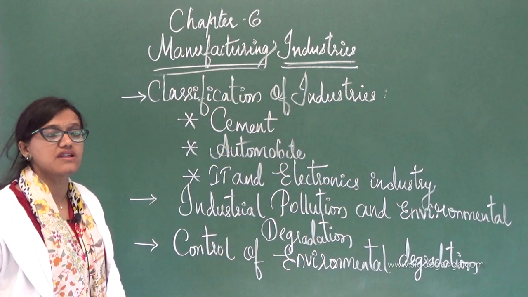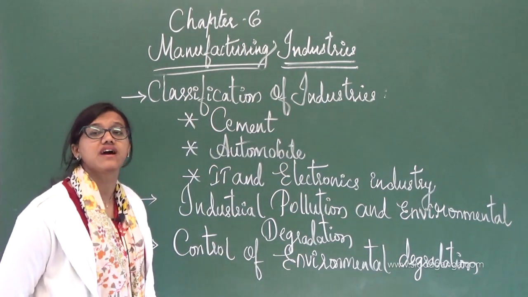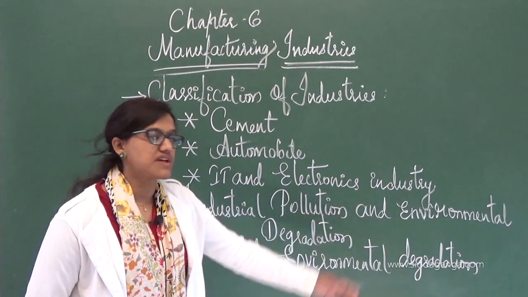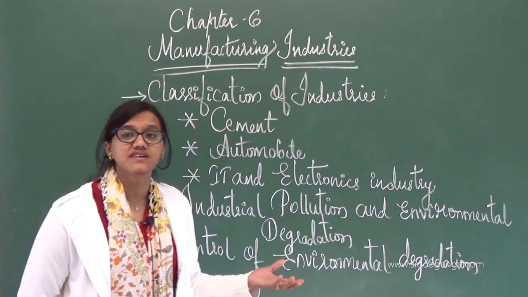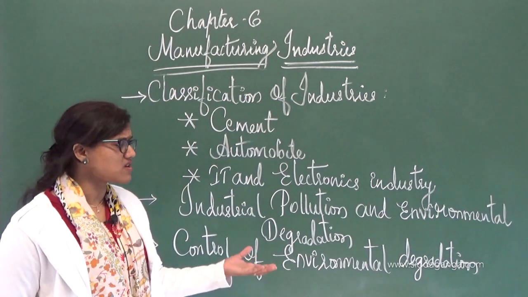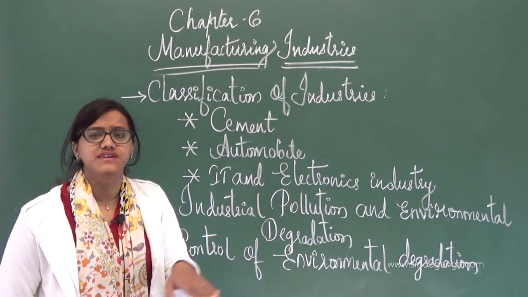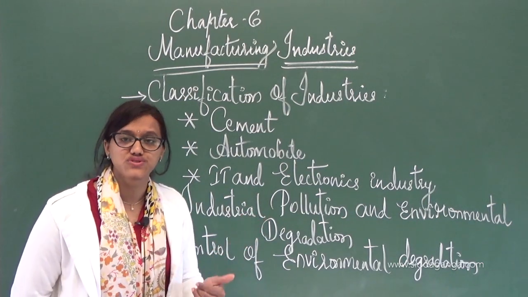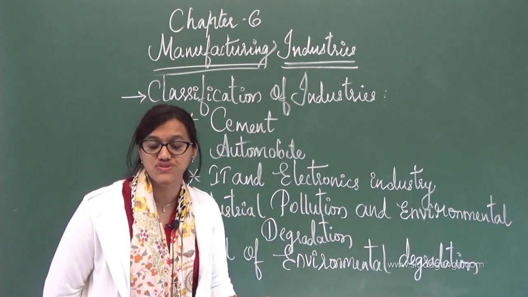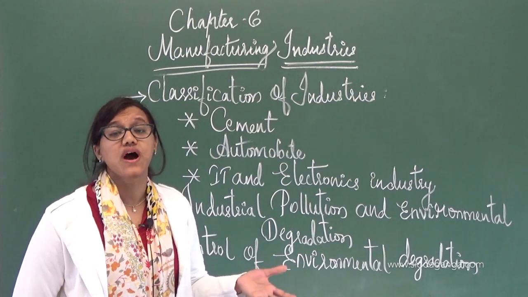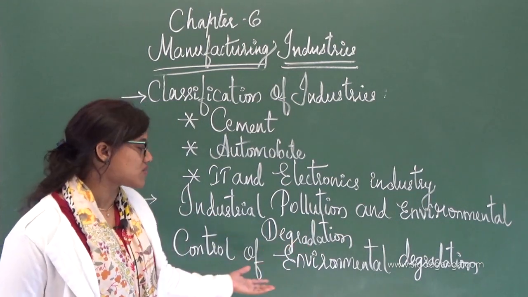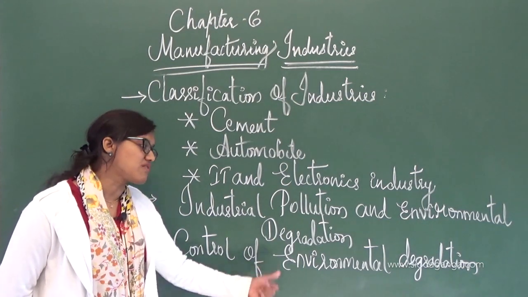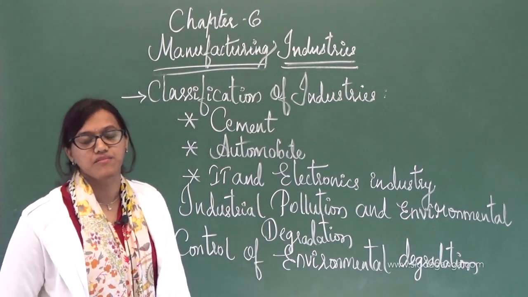So that came under the classification of industries, and how industries are creating pollution and how the environment is losing its value, or we can say we can see the degradation. The environmental value is degrading. We came across air pollution, noise pollution, thermal pollution and even sound pollution. How it can be reduced, what control measures can be taken, we have discussed that too, wherein we came up with control of environmental degradation.